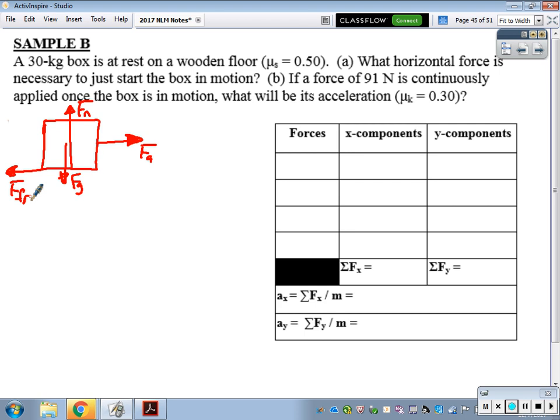Okay? So we can put all that good stuff into our table. So weight, normal force, applied force, and friction. Okay, for our applied and frictional forces that are parallel to our x-axis, what components for them are going to be 0? Y components. For our weight and normal force, what components are going to be 0? X's.